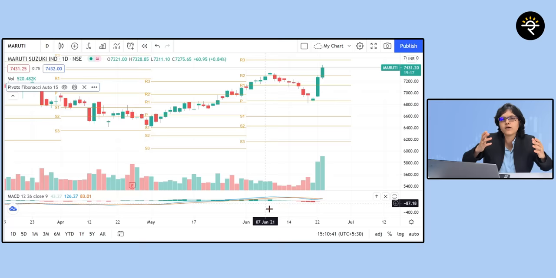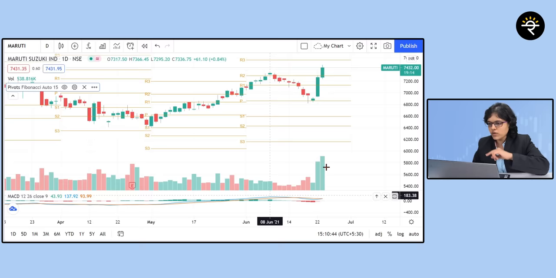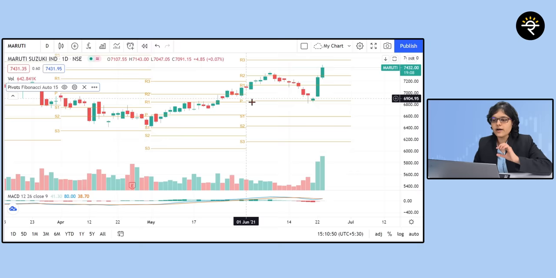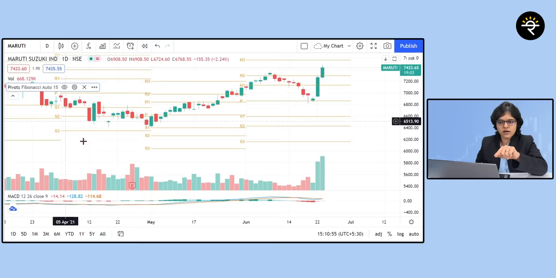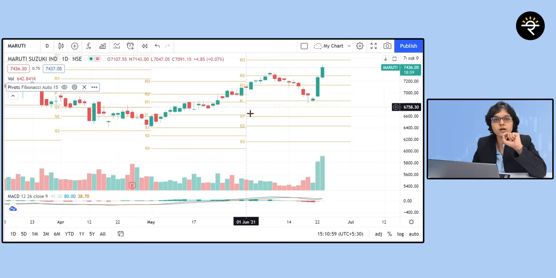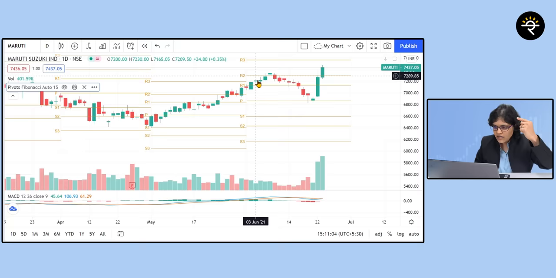If I come back to the candlestick pattern, this is the latest candlestick chart of Maruti. I hope you have understood how I drew the pivot. It was simple: fx, go to pivot point, put it on the chart, and then select Fibonacci. What do you see here? P means pivot. R1 is resistance 1, R2 resistance 2, R3 resistance 3. Similarly, on the lower side, you can see S1, S2, S3, which stand for support 1, support 2, support 3.